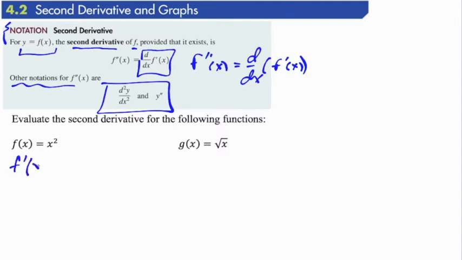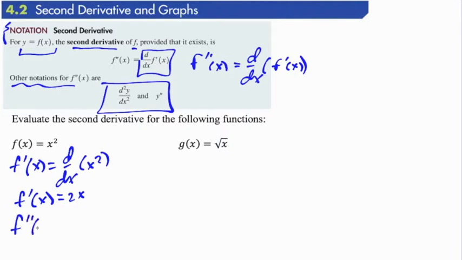So if we want to find f prime of x, we would evaluate d dx of x squared, and this has us evaluate f prime of x as 2x. Now to find the second derivative, we would take the derivative of the derivative and get 2.